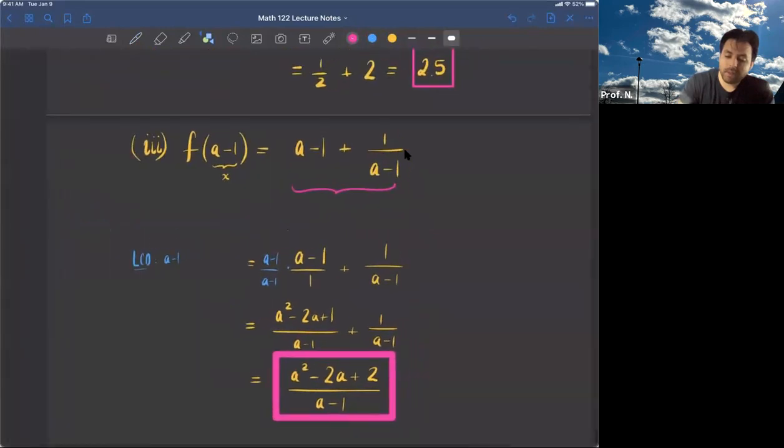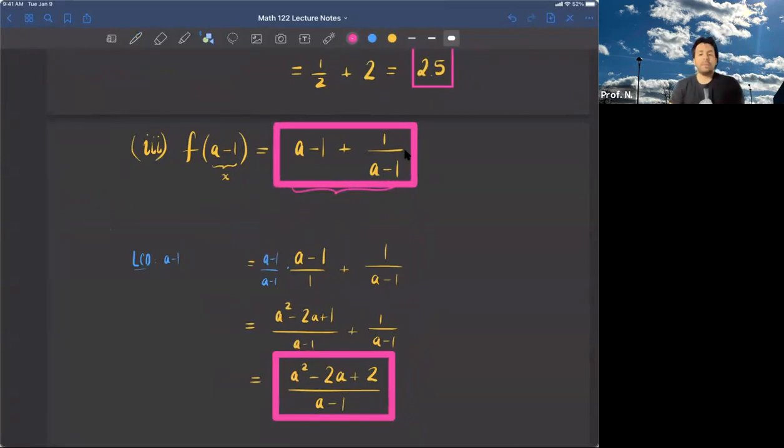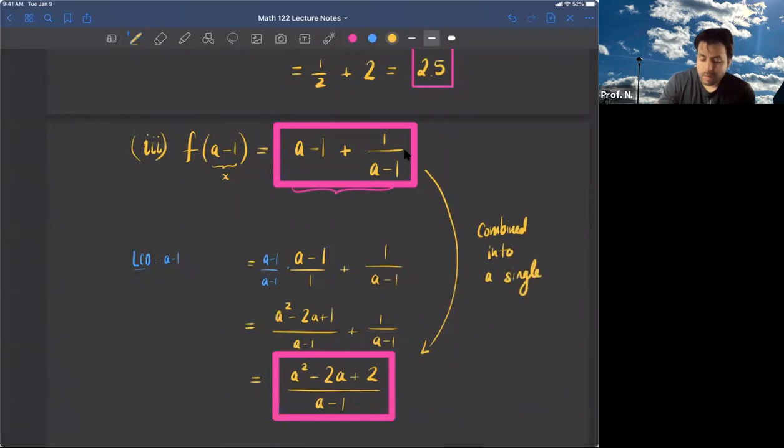So I can write this in 2 different ways. But the idea is that if I plug in an algebraic expression into my function, I can still do so, and the result will be an algebraic expression. So here I combined that into a single fraction, instead of having something added to a fraction.